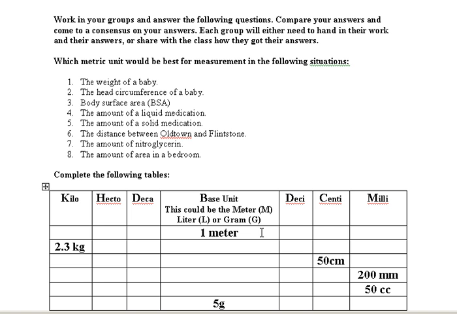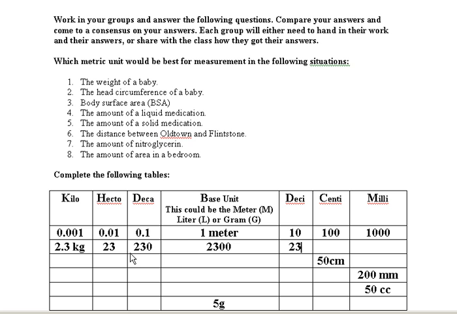Like, for example, 1 meter would be 10 decimeters, or 100 centimeters, or 1,000 millimeters. And when you move to the left, move your decimal point to the left, so it would be 0.1 decameters, 0.01 hectometers, and 0.001 kilometers. If we start off with kilograms, we move to the right, we'll move the decimal point to the right. So 2.3 kilograms is equal to 23 hectograms, 230 decagrams, 2,300 grams.